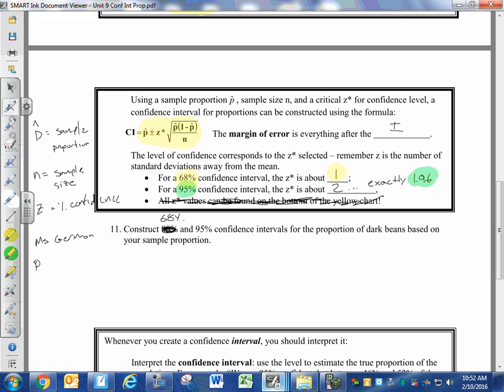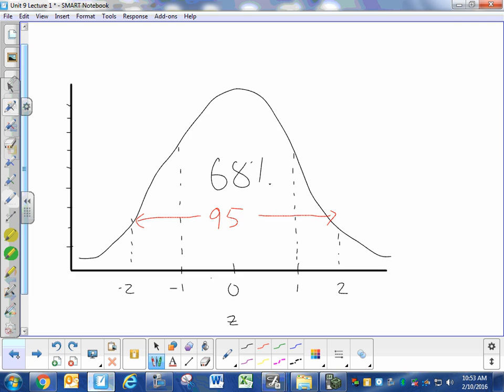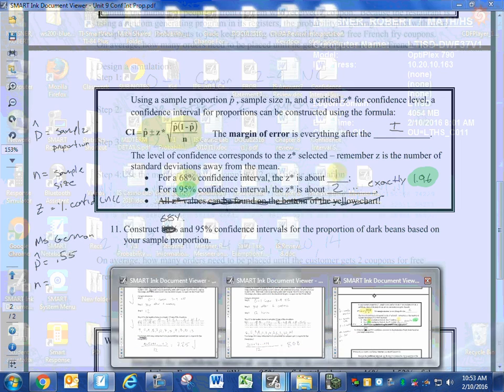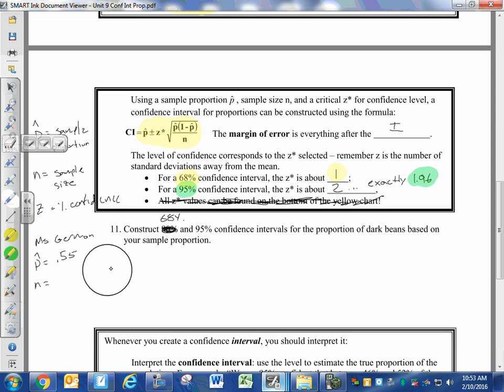We need first our P hat. What was your sample proportion? 0.54. Good. What was the N? We'll need that. What was your sample size? Oh wait, 55 was the sample size. 54 was our percentage. Let's change that up. Okay, so 0.54 was our proportion, our sample proportion. 55 was our sample size.